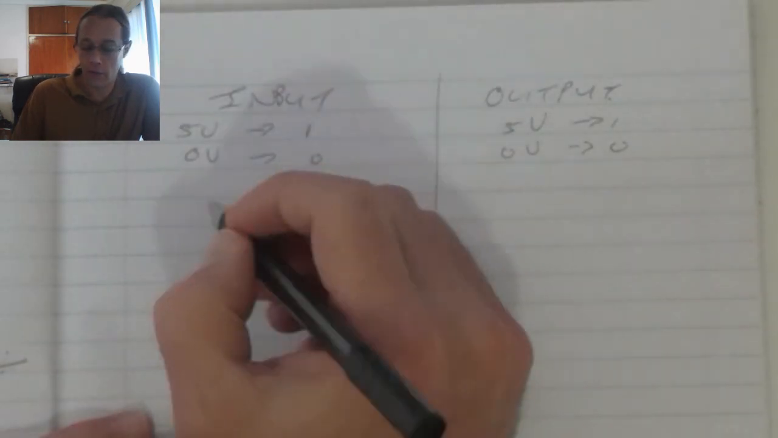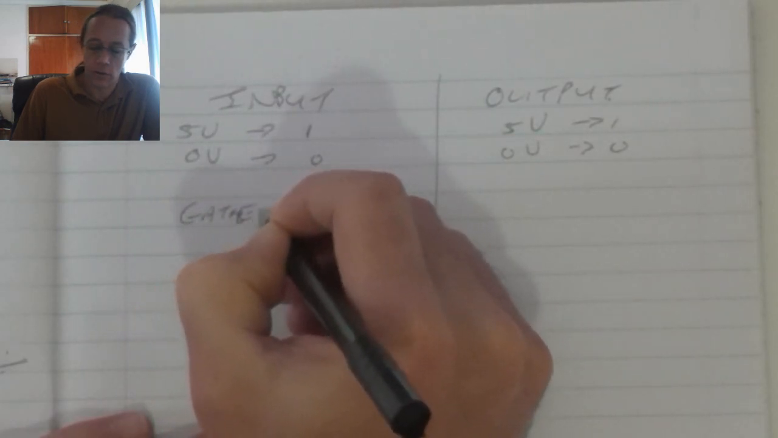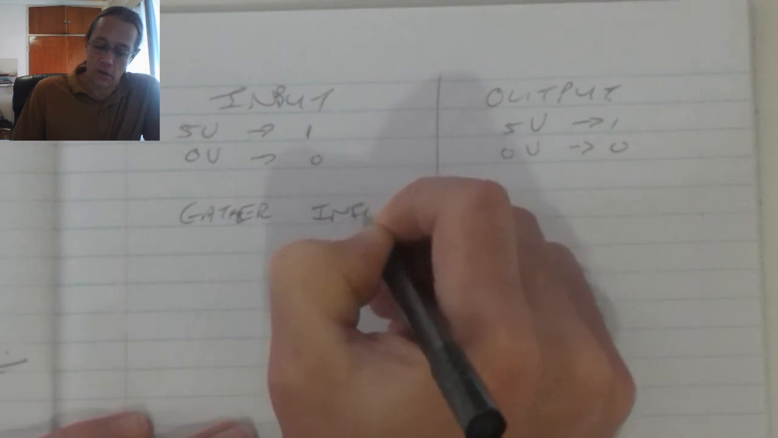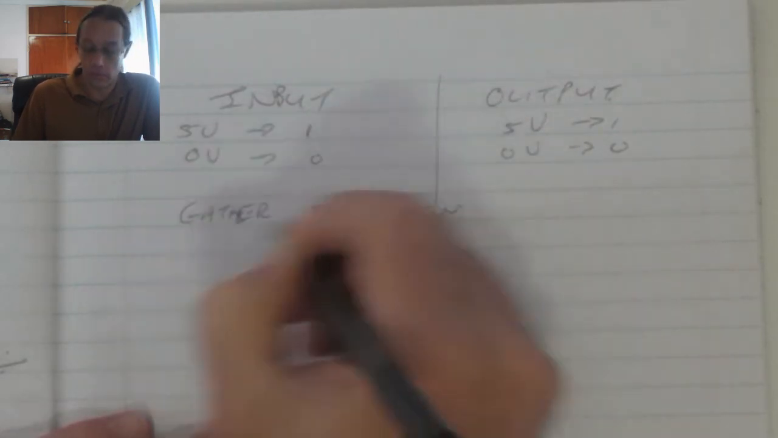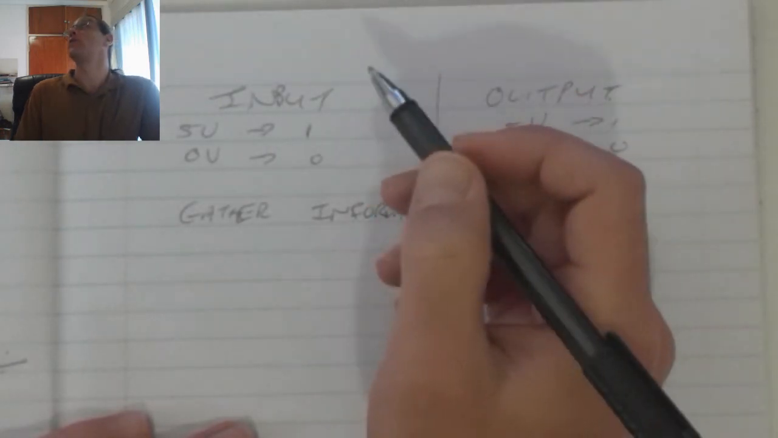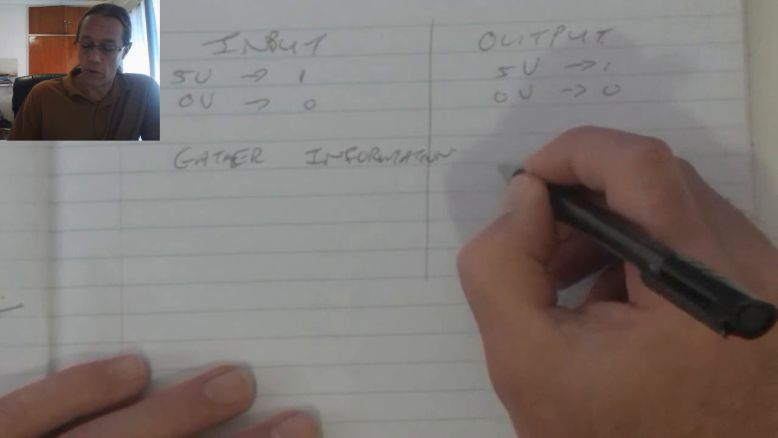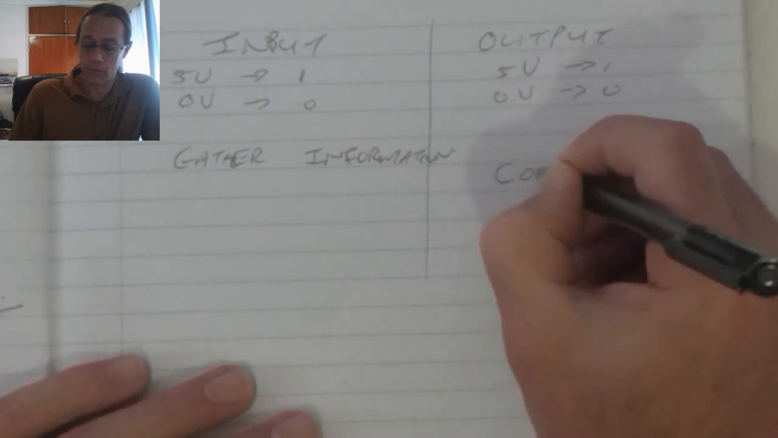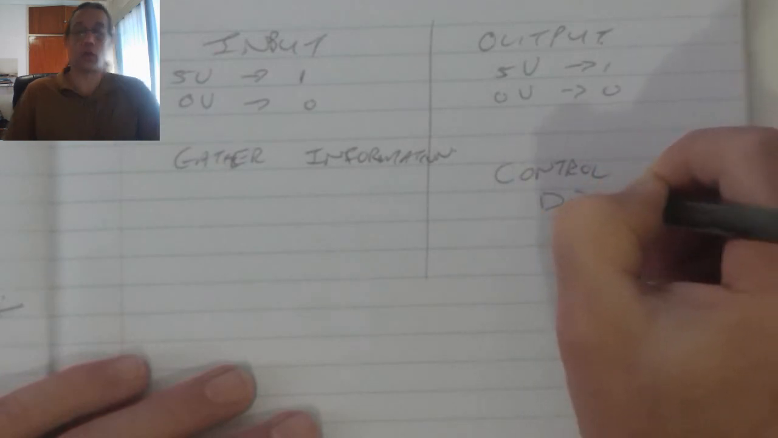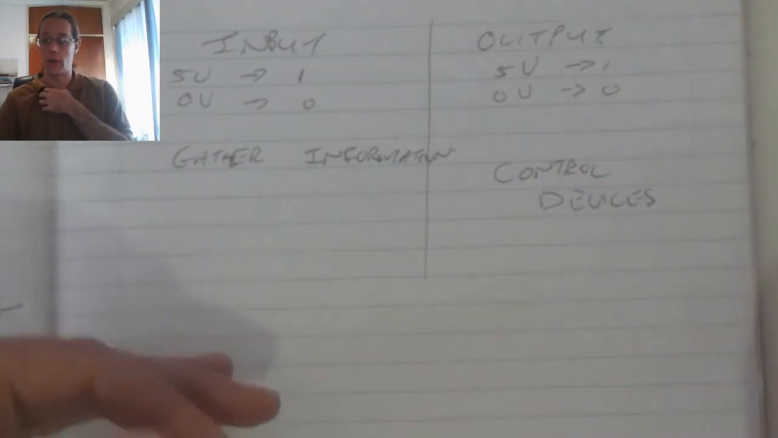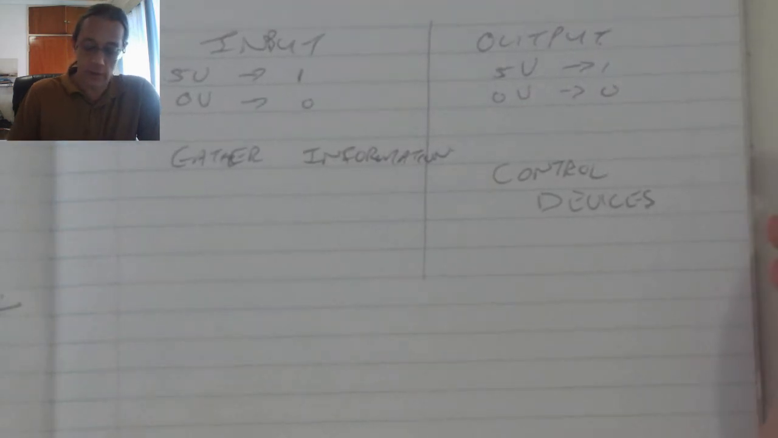The inputs are used to gather information from real life components and real life conditions, and the output is used to control devices in accordance with the program that has been used.